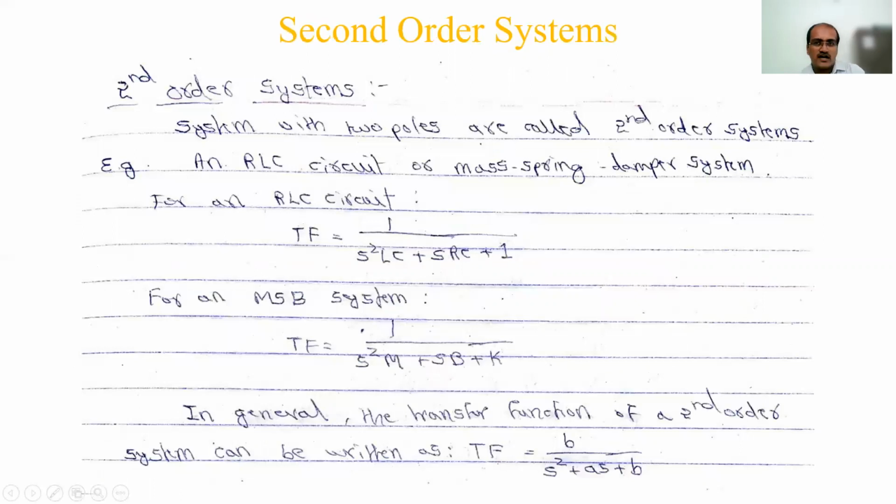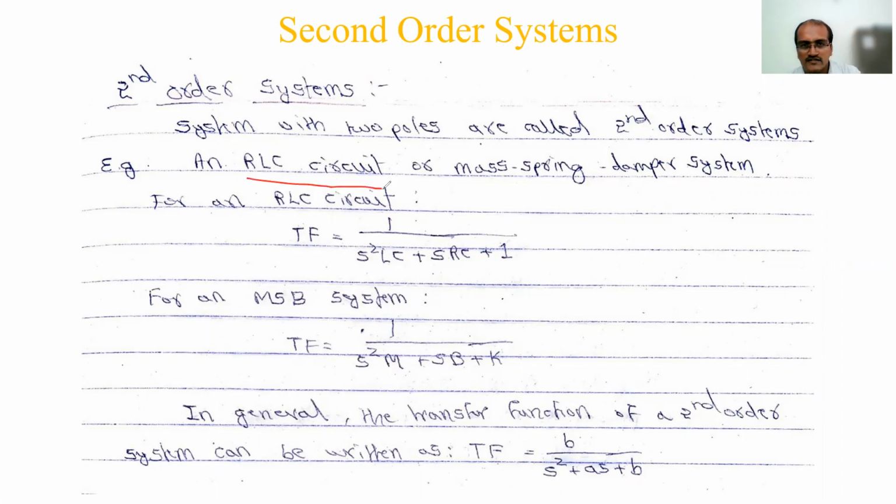To start the analysis, first we need to understand the second order system and some points regarding it, so we will discuss that first. Systems with two poles are called second order systems. Previously we had one pole, that is a first order system. We will see about poles and graphs later. An RC circuit is an example of a first order system, whereas an RLC circuit or a mass spring damper system in mechanical systems are examples of second order systems, in which you have two poles.